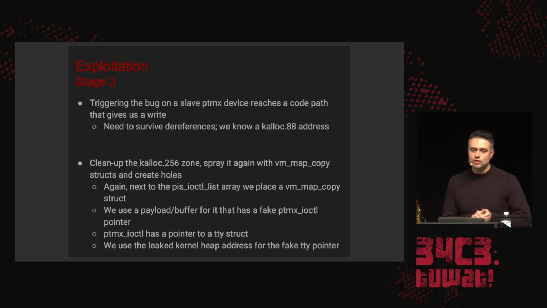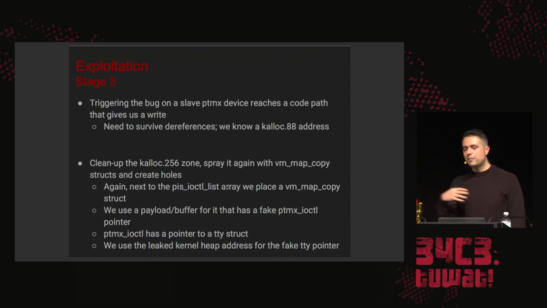At that point, I started looking at other code paths, at what other variables this invalid index was influencing. And I found a code path that was actually giving me a write. But in order to reach that, I needed to survive several dereferences. And what I only knew was just the calloc88 address, right? Nothing else. So I will now walk you through everything that gave me this write.